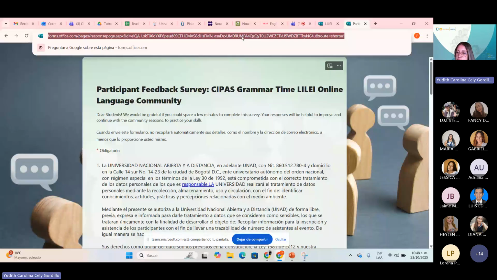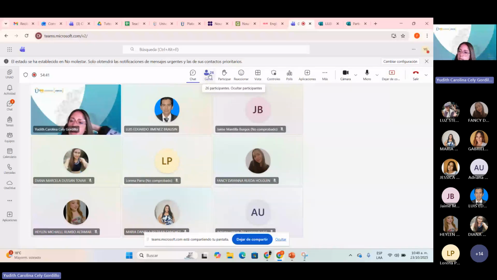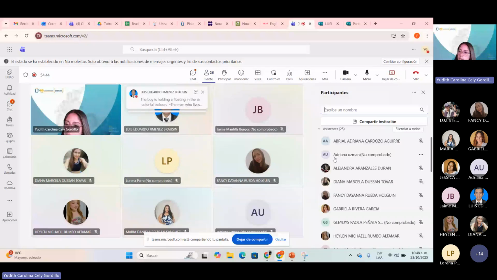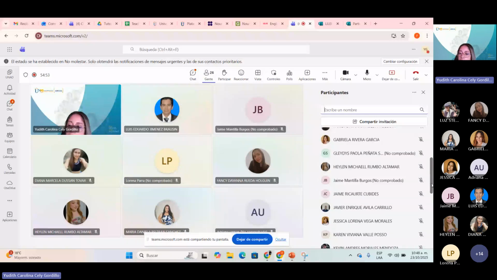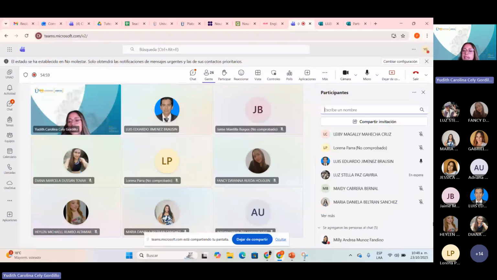Both formulas. That's all right, Maria. You did an excellent job. Okay, what about the rest of the students? Because only two or three students have participated. Okay, Adriana, Osman, Alejandra, Diana, Fancy, Gabriela, Gladys, Helen, Jaime, Javier, Jessica, Karen, Kevin, Lorena, Luis, Luz Estela, Maida, and Maria. Yeah, that is no problem.